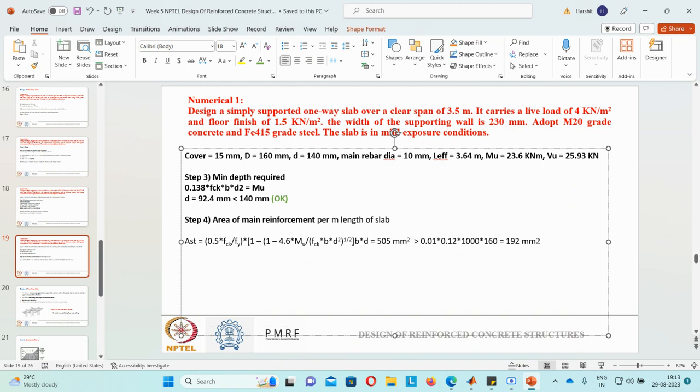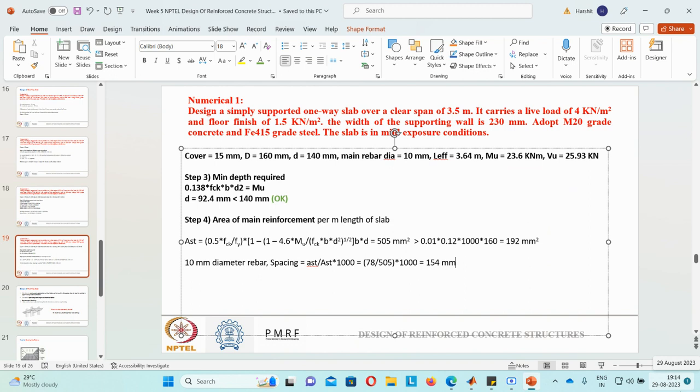This is how we use the provisions of the IS code every time. Now, this is the total reinforcement area per meter length. So we need to define the spacing. We are using 10 mm diameter rebar. So spacing will be calculated as nothing but the area of one steel rebar upon the total area of reinforcement, into 1000 mm, because we are considering 1 meter. For 10 mm rebar, the area of one steel reinforcement will be around 78 mm square, and the total is 505 mm square. So 78 upon 505 into 1000 will come out to be around 154 mm.